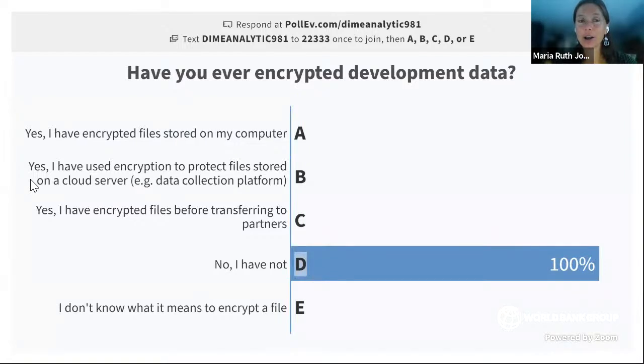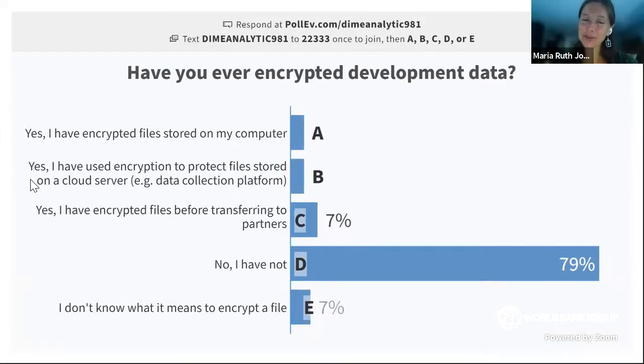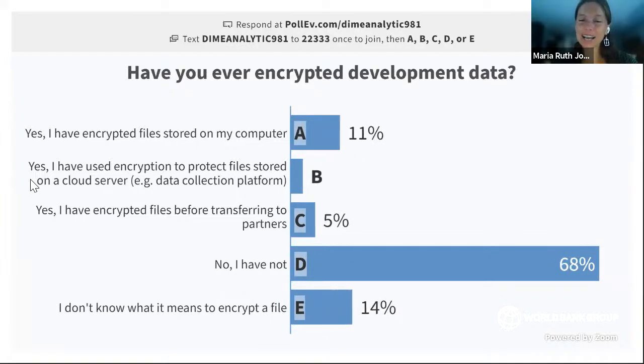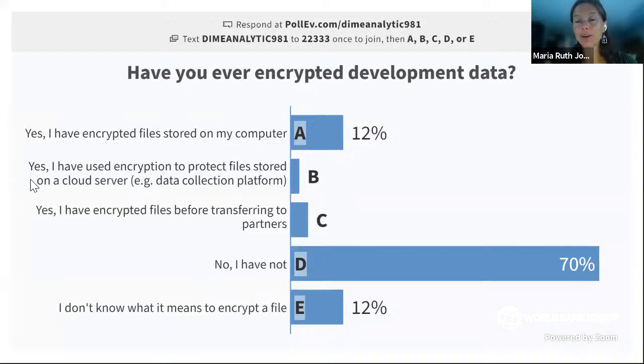So the answers here are a few. It could be that you've encrypted files that are stored on your own computer, or you've used encryption to protect files stored on a cloud server. You've encrypted files before transferring them to partner organizations, or no, that you haven't ever used any type of encryption, or that you don't even know what encryption means. And I guess I would hope we don't see too many people answering E, because we do talk about this a bit in the book, and I hope that you'll have read it by now, but totally understand if not. I know people have different workflows and timing for the readings of these each week. But if you are not familiar with encryption, then definitely do read those sections in section 3 of chapter 4.